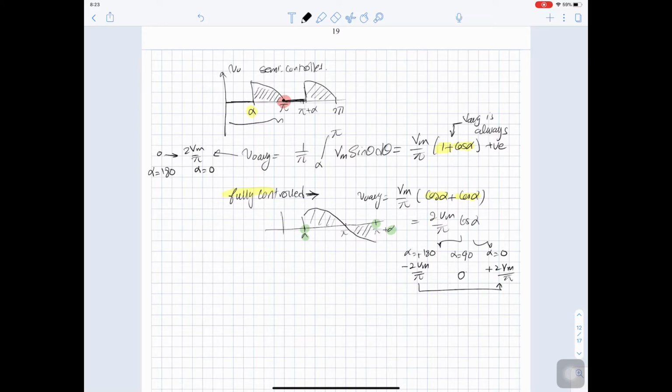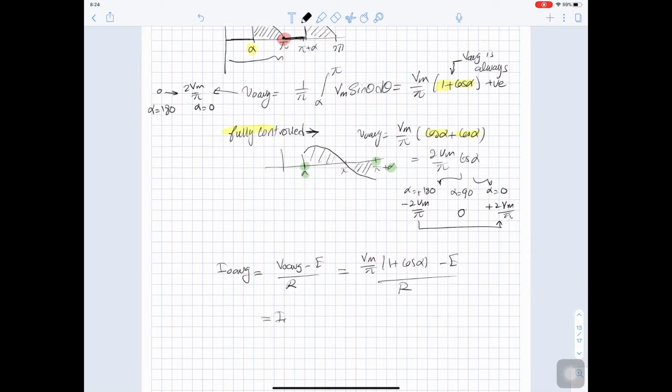So we can get I out average for the semi-controlled. It's V out average minus E divided by R, equal to V max over pi, 1 plus cos alpha, minus E over R. And I out average is I out RMS because we have a highly inductive load.